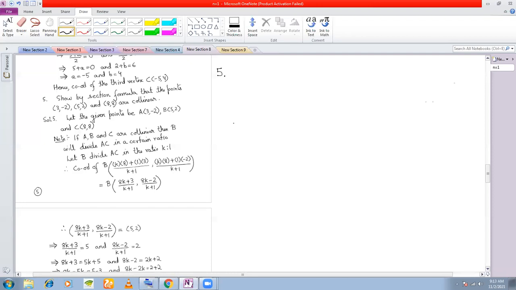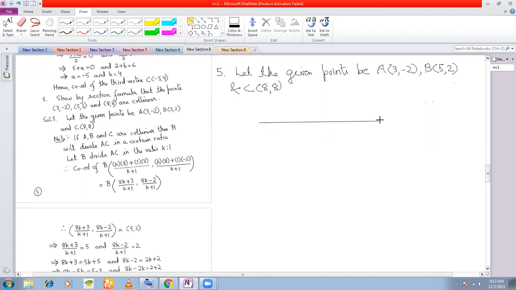Here the question is, show by section formula that the points (3, -2), (5, 2) and (8, 8) are collinear. First of all, I label the points. Let the given points be A (3, -2), B (5, 2) and C (8, 8).